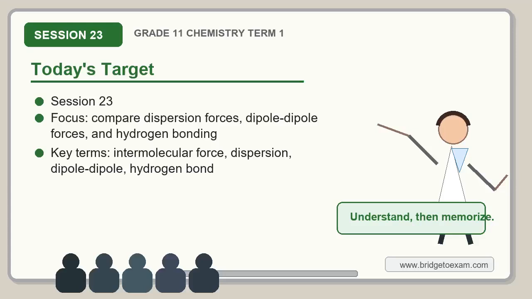Welcome, class. Today our session title is Week 6, Session 23, Intermolecular Forces. We will move slowly and make the chemistry understandable. Your goal is to compare dispersion forces, dipole-dipole forces, and hydrogen bonding. Listen for these key terms: intermolecular force, dispersion, dipole-dipole, hydrogen bond, boiling point.